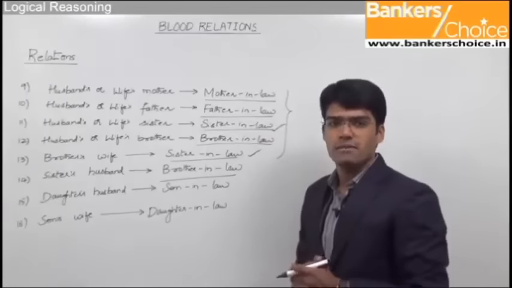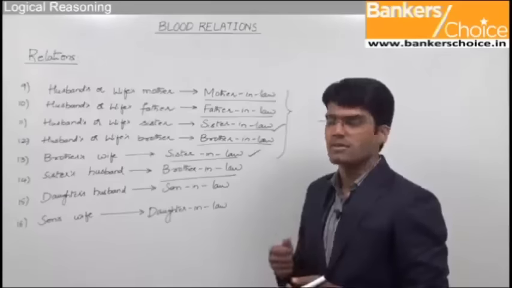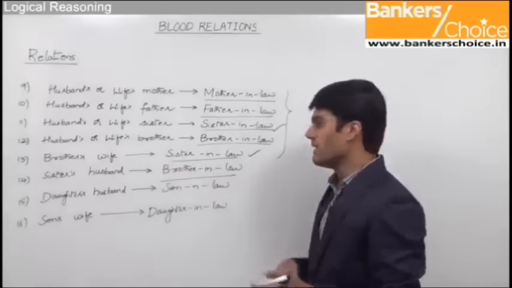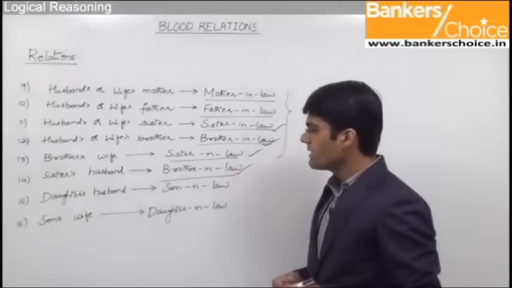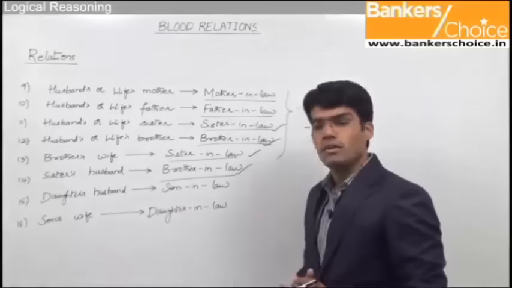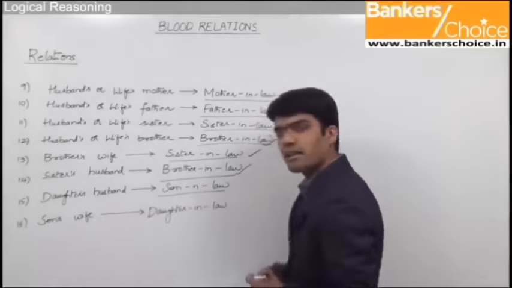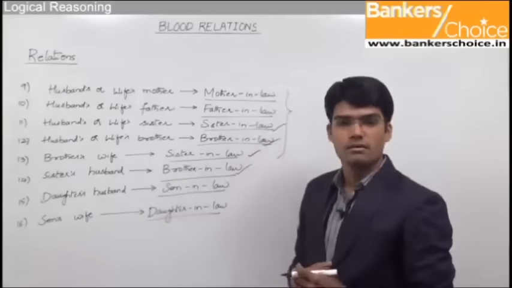Similarly, we have two types of brothers-in-law. One is the one which comes on spouse's side, that is spouse's brother is brother-in-law, and the second one is sister's husband is referred to as brother-in-law. The next set of in-laws here are son-in-law and daughter-in-law. Daughter's husband is referred to as son-in-law and son's wife is referred to as daughter-in-law.